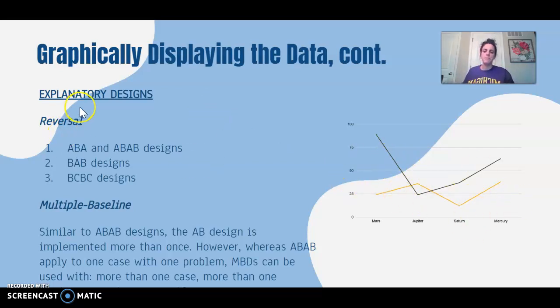But anyways, explanatory designs are reversal and multiple baseline. Reversal is just showing that there is multiple repetition of stages. And so that's going to show if you get consistent data over time with the repetition of phases and stages and interventions, then you can start to say, yes, we have a really solid hunch that there is some connection to this.